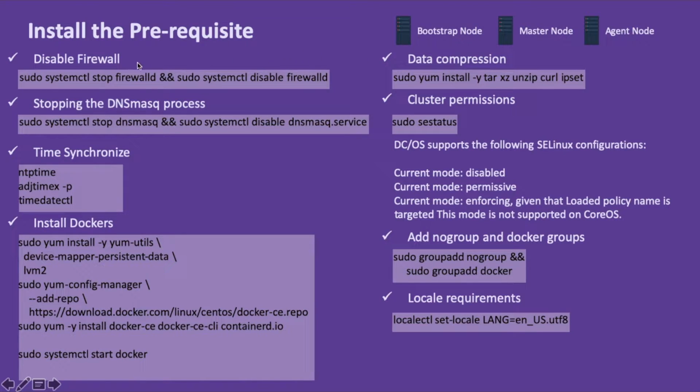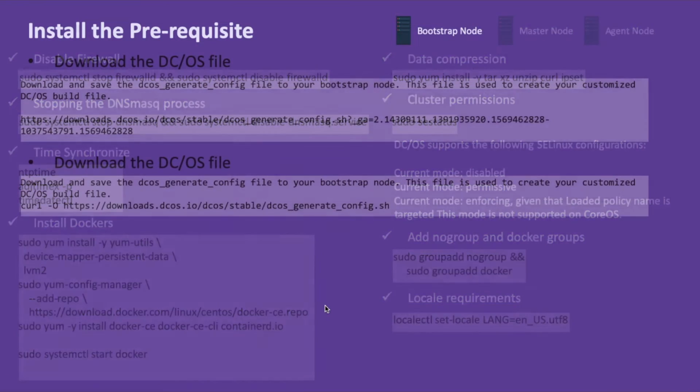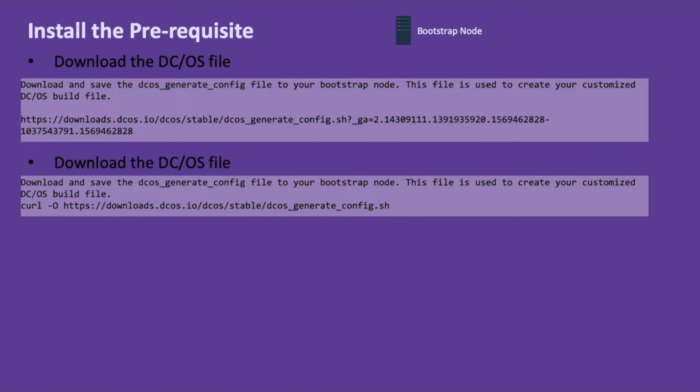First and foremost, you have to install the prerequisites. You have to disable firewalls, stop the DNS services, do time sync, install Docker, install data compression, and check cluster permissions. You have to add Docker into groups, no groups, and some other language requirements. This is something which you have to do on a Bootstrap node.